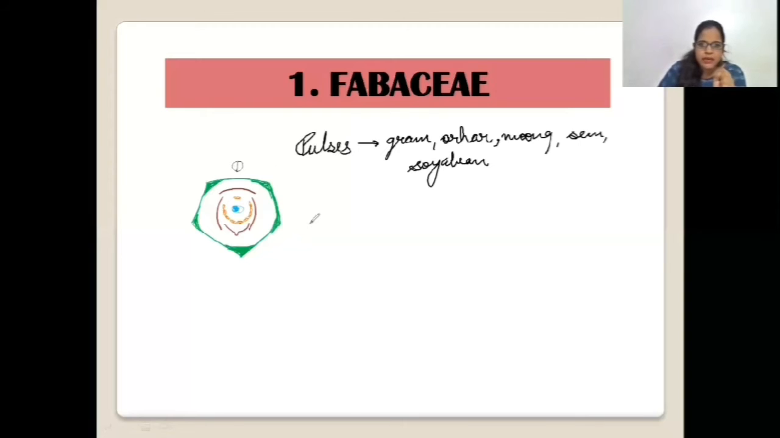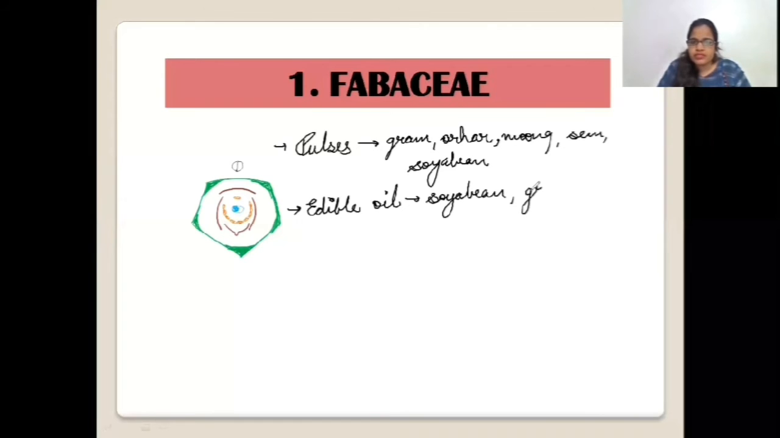Now, other than pulses, we have the second use of the members of this family, that is edible oil. Edible oil means the oil we use as food in our regular lives. One is soya bean oil, of course. Another one is groundnut, moongfali. We use the oil of groundnut also for cooking purposes and all.